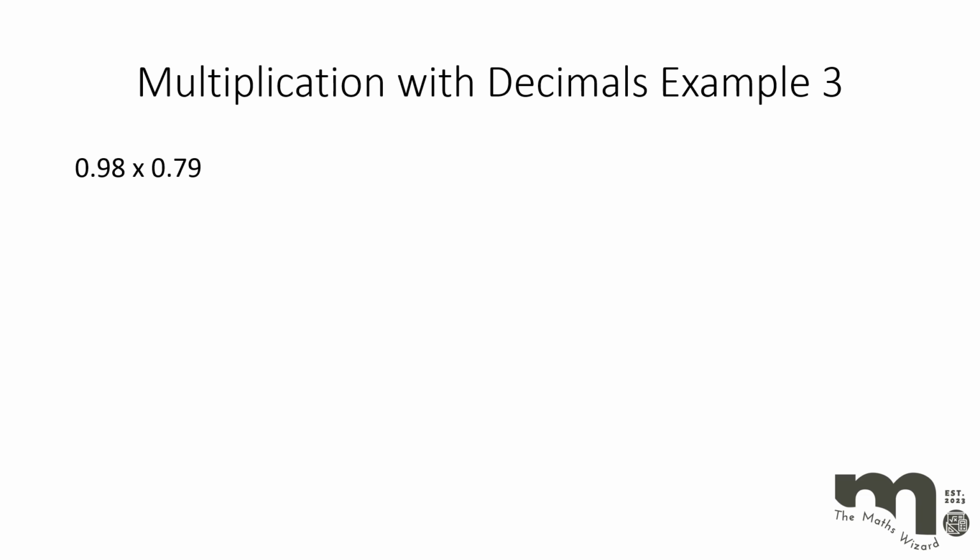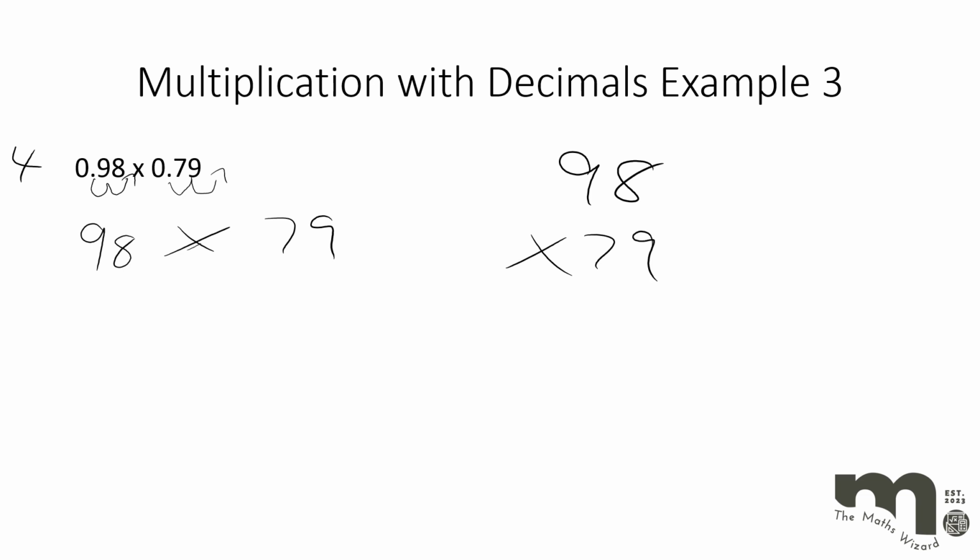So this one we've got 0.98 times 0.79. I'll explain how to do this. So we've got a decimal point here. So we're moving it twice. So that becomes 98. We're moving it twice here. So that becomes 79. So we're going to do 98 times 79 instead. And remember here, we've moved our decimal place 4 times. So we're going to do 98 times 79 like this.